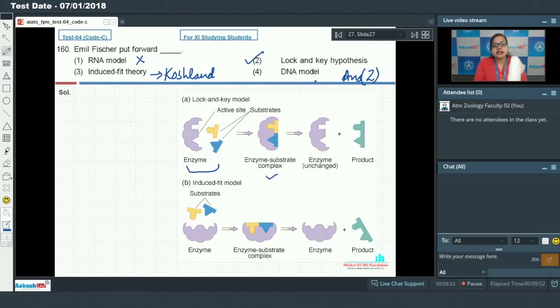Option 4, that is DNA model, and you know that DNA model is given by Watson and Crick. So this cannot be an answer. So let's proceed to our next question.